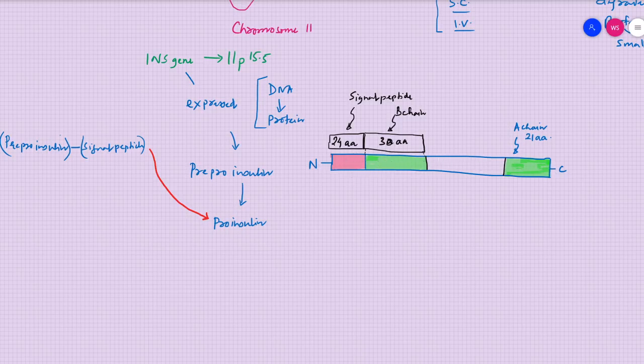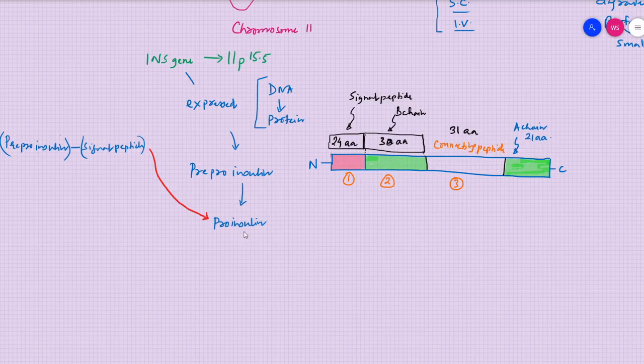So, when the INS gene is expressed, it is expressed as a long chain containing 4 parts. What are the 4 parts? Part 1 is the signal peptide. Part 2 is the B chain. Part 3 is what connects the B chain to the A chain, so we call this the connecting peptide, also called the C-peptide. If the B chain is 30, next is 31 amino acids forming the connecting peptide, and the A chain is again 21 amino acids.